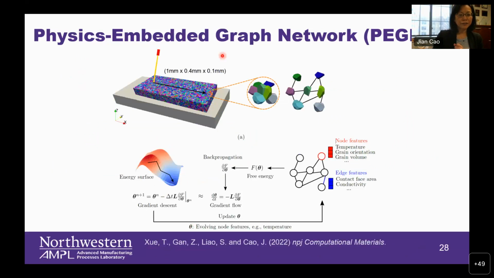So the way that we do this is one example: looking at the physics-embedded graph network. It is inspired by the graph network, but it's not using data training. Okay, so what you can see here is the seed grains, and what we do is for each original grain, we treat it as a node. For the node, we have information such as temperature, grain orientation, and grain volume. And then the edge is where the physics happens, right?